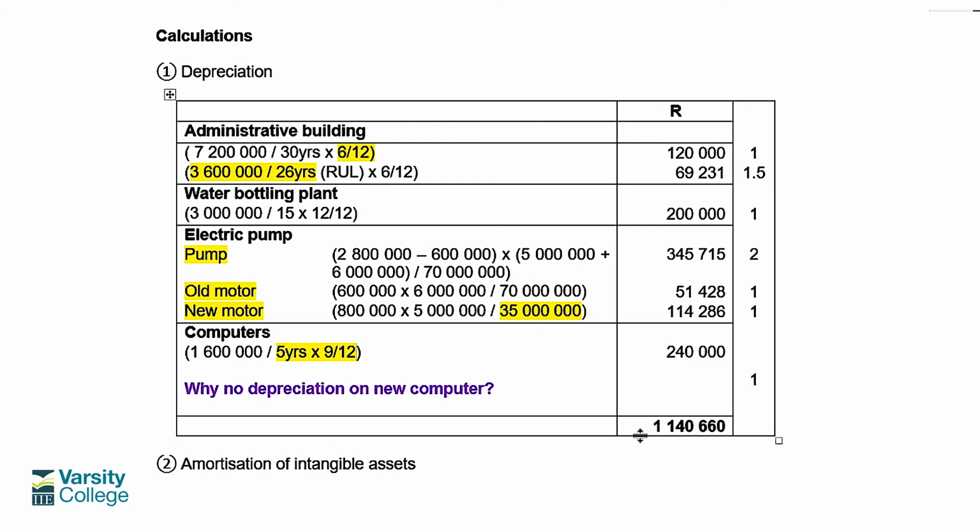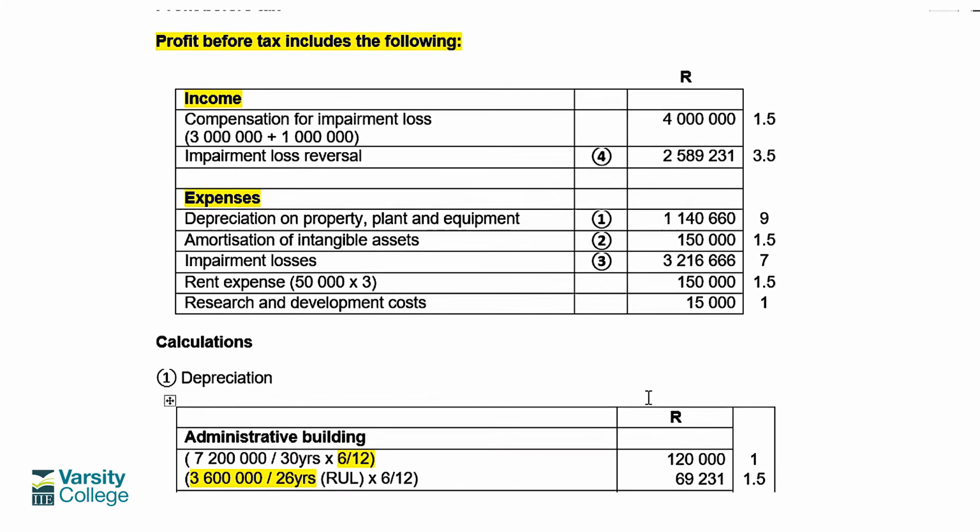In total, depreciation 1,140,660. Now you can see that was quite a lot of marks at the end of the day, close to 10 marks, and then just using your figure, popping it in, and there we go. In fact, it was 9 marks. Pop it in straight away, don't wait, because otherwise if you run out of time, you've lost some marks. So put it in, 1,140,660.